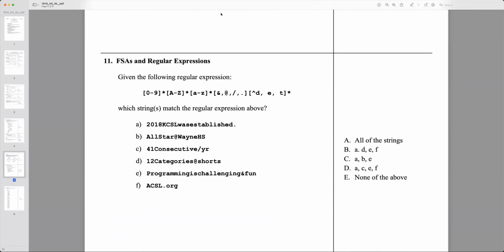All right. We have 5 minutes remaining, so this is going to be the last question. We're going to do FSA regular expressions. So it has to start with a number, or it doesn't have to because of the star. So all of them work, that means. Then after the numbers, there has to be a capital letter, or it doesn't have to be because of the star. But let's see. All of them work.